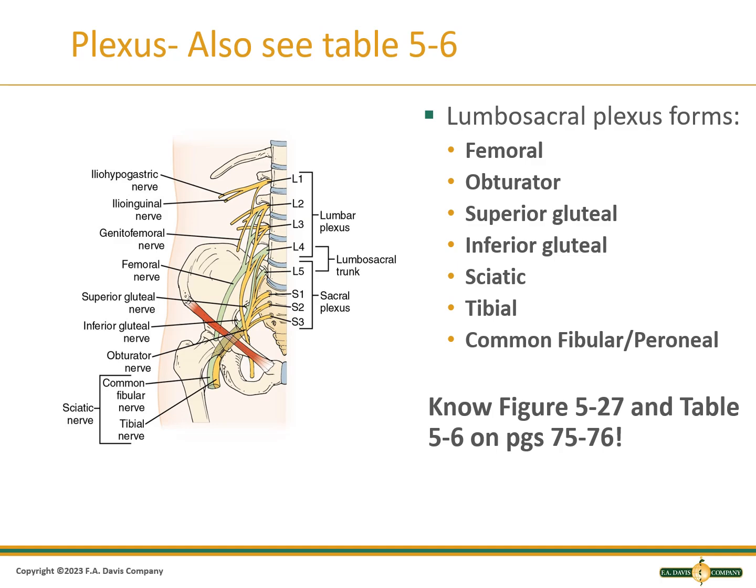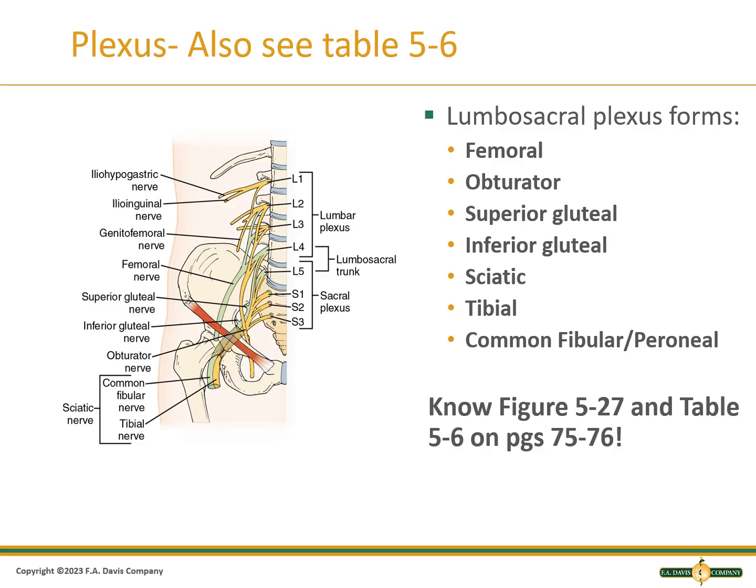So we'll talk about the femoral nerve first, which innervates the hip flexors and knee extensors. Our obturator nerve is going to innervate our hip adductors. The superior gluteal nerve is for hip abduction, going to glute med and TFL. The inferior gluteal nerve is for hip extension, that's going to innervate our glute max.